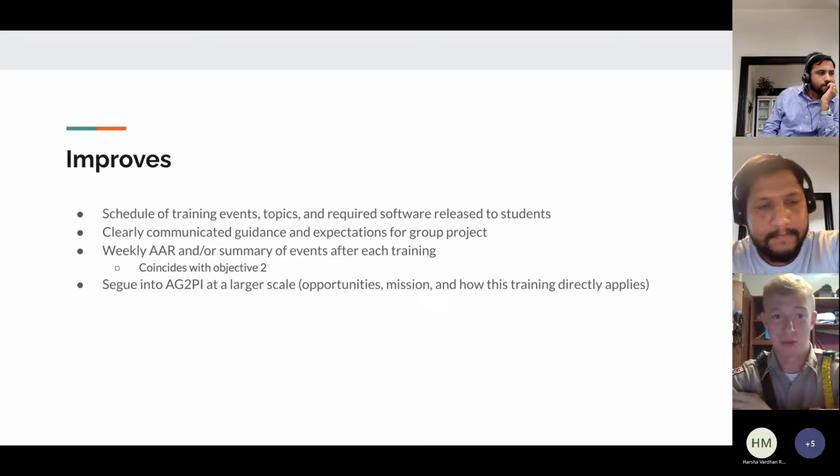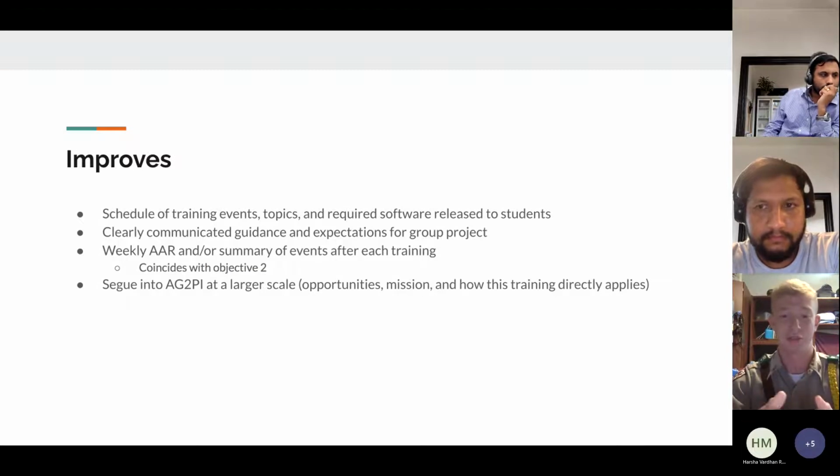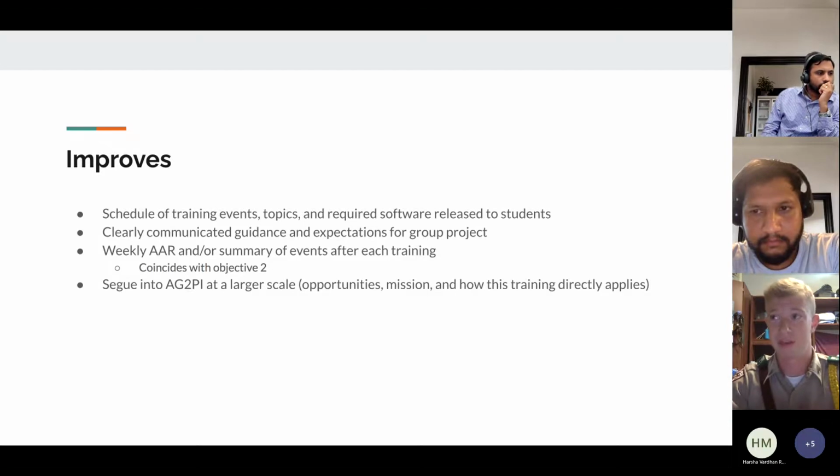So a couple things that we could improve on for the next cohort potentially. The schedule of training events, topics, and required software should be released to students earlier on, I think. I think that we could have saved a little bit of time in training if y'all just uploaded, here's how you download MySQL and here's how you play with a sample data set. Or in the training, you could have us follow along. That was one area that I identified at that time.